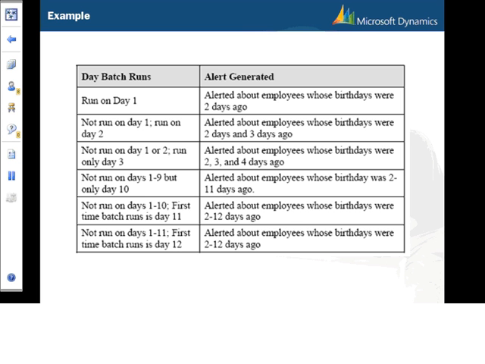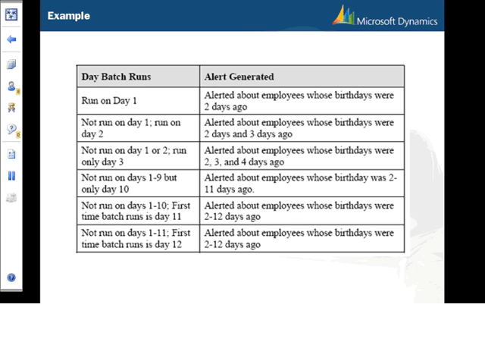If the batch is not run on days 1 to 10 and the first time the batch runs is day 11, the alert is sent about users whose birthdays were 2 to 12 days ago. And if the first time the batch runs is only on day 12, the alert is sent about employees whose birthdays were 2 to 12 days ago.